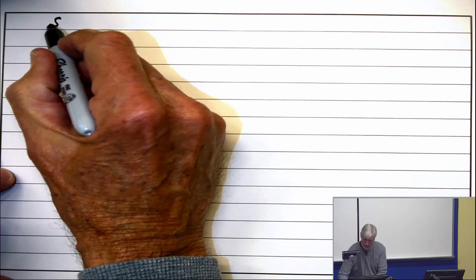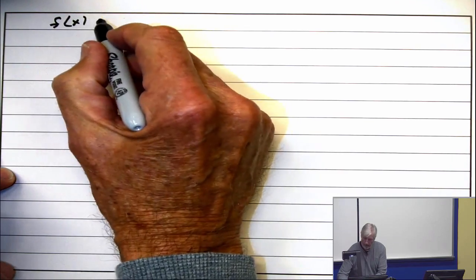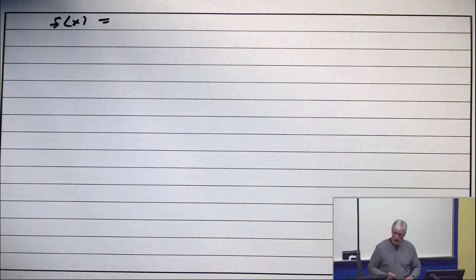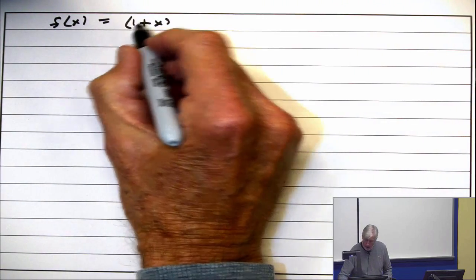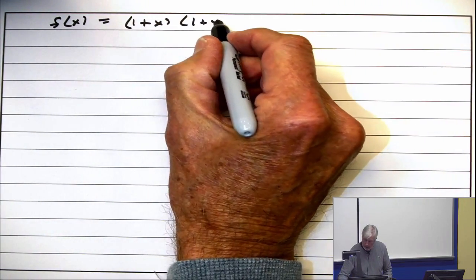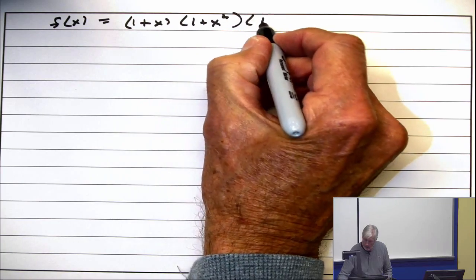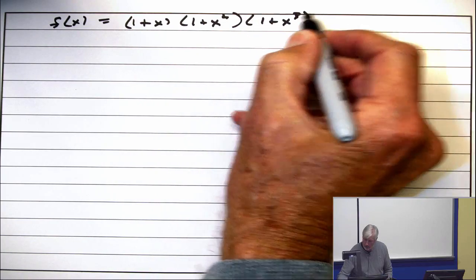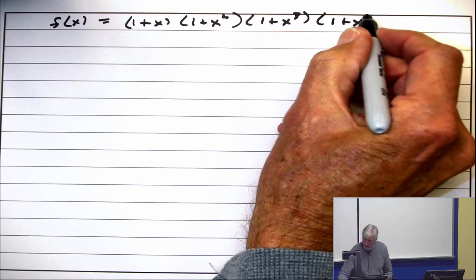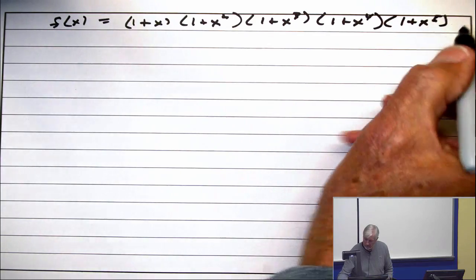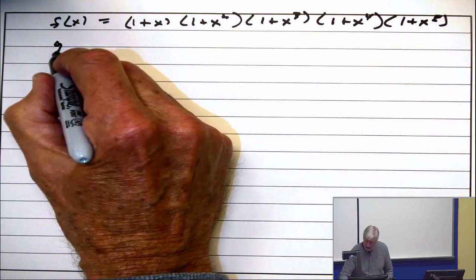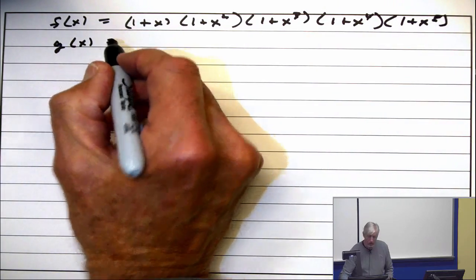So I've got f of x, and that was the distinct parts. And I've got g of x, odd parts.